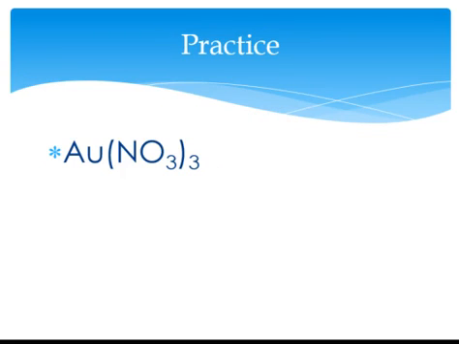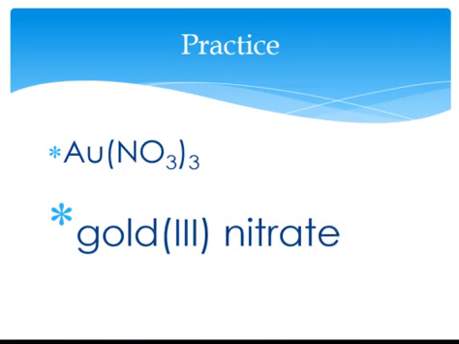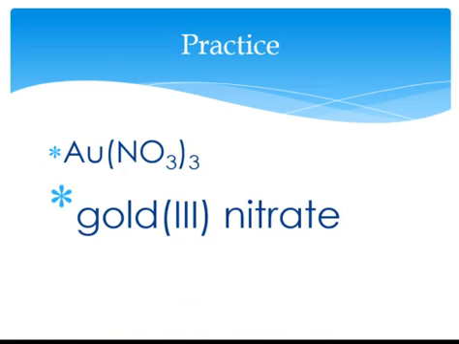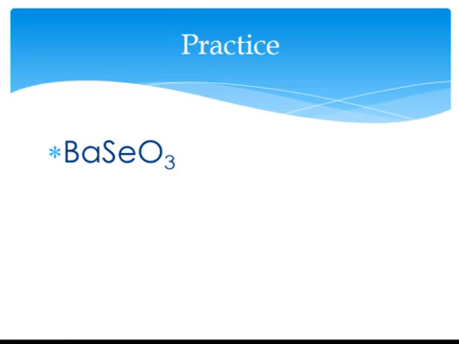All right, so try this one, pause the video, and come back and see the solution. So Au is gold. Gold is a liar, so Roman numerals. NO3 is nitrate. Nitrate is a 1. Does it look like the nitrate gave a 1? Yes. So the gold gave a 3. Gold 3 nitrate. Next question. Pause the video and come back and look at the solution.